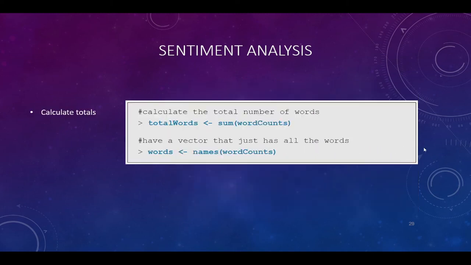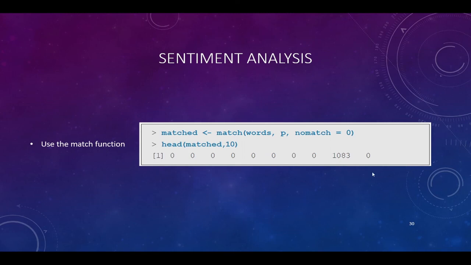Now, what we can do is calculate the total number of words that we have, and we can create a vector that just has all the words. So now let's go into that sentiment analysis and use the match function. We're going to match the words with how many positive words we have. It's going to return a vector of the position of the first matches. So anytime a word matches something in the positive word list, it's going to add 1.